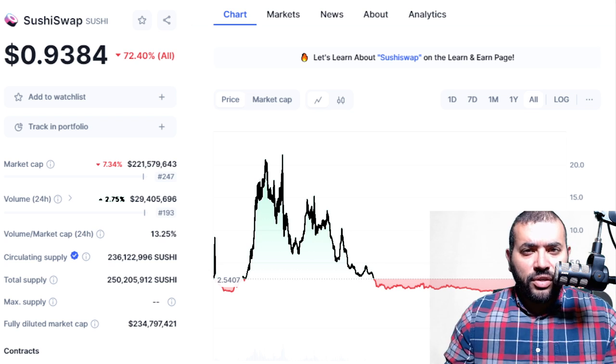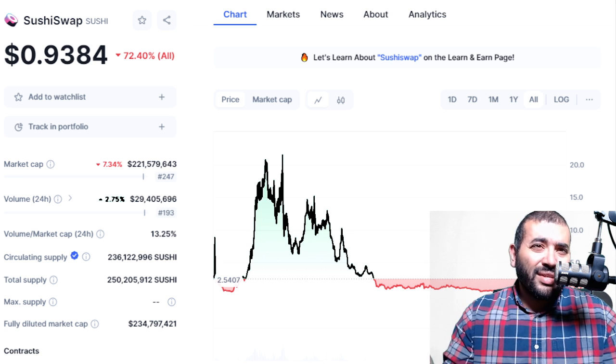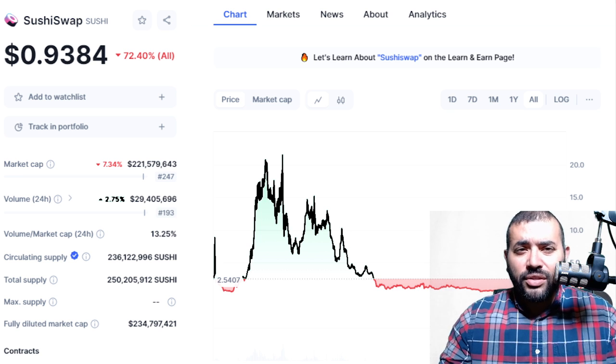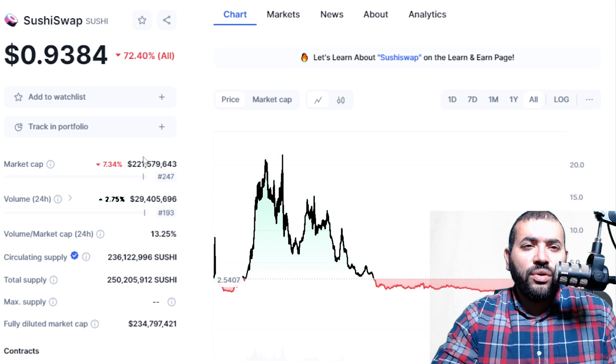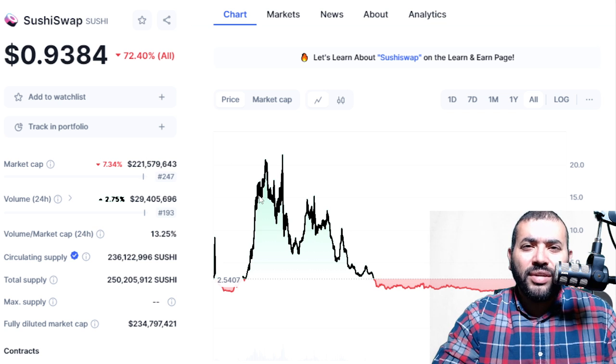I've used it for other things as well. Sometimes there's lower fees. Sometimes the fees are worse. It just depends. So I'll look for different alternatives to Uniswap. And seeing at a $221 million market cap, I'm just kind of surprised that it's that low.